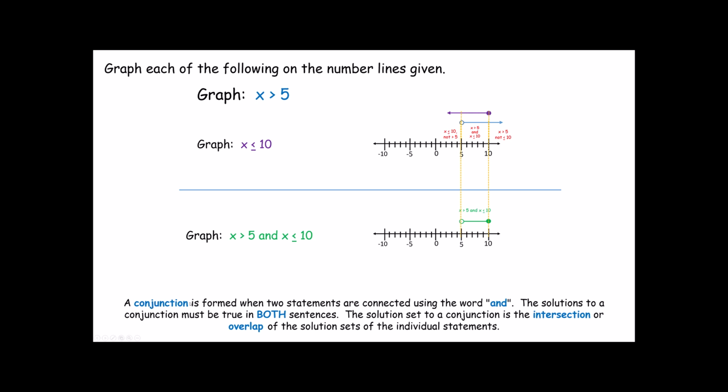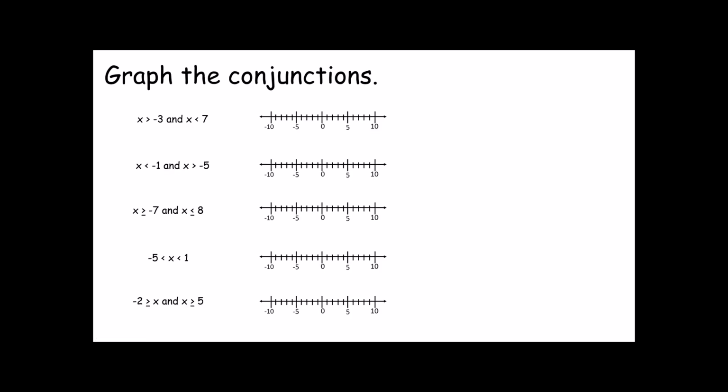A conjunction is formed when two statements are connected using the word and. The solutions to a conjunction must be true in both sentences. The solution set to a conjunction is the intersection or the overlap of the solution sets of the individual statements. Anytime we have a conjunction or use this word and, we're only looking at those values that are true in both inequalities. Let's try a few of these on our own.